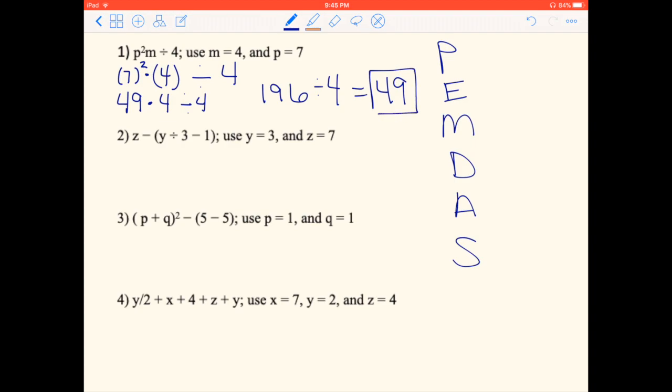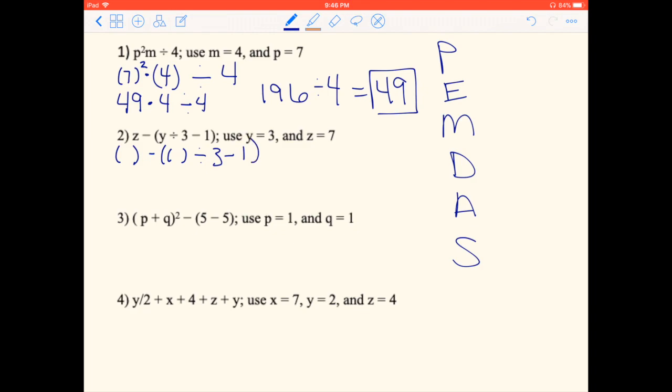All right, then this next one we have z minus y divided by 3 minus 1. So with these, we don't even have to distribute this before we plug in the numbers. I find that it's actually easier to plug in the numbers than try to distribute before doing all of that. So you can really save yourself some time if you just start by doing the parentheses. And it's okay to double parentheses just because it's easier for you to make sense of everything.